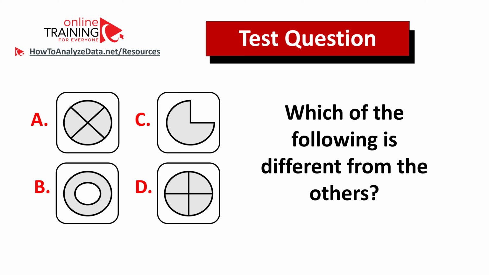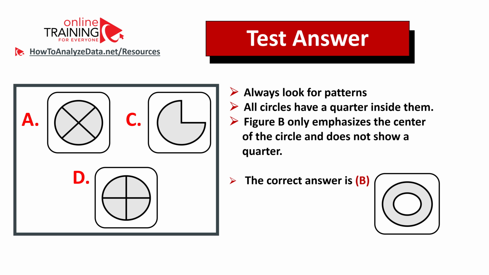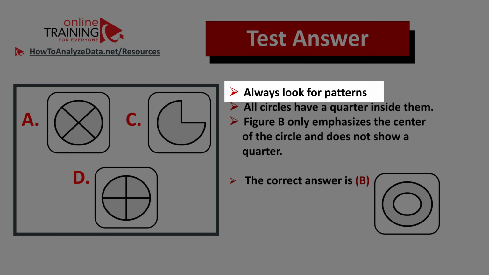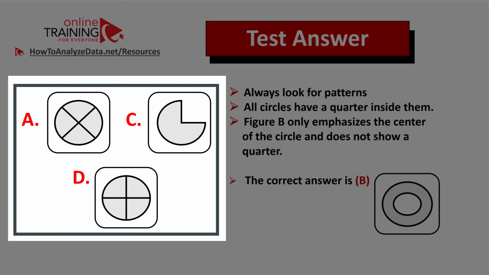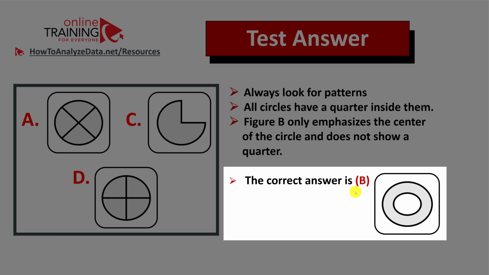Did you figure out the solution? Let's continue and reveal and get to the correct answer together. My advice to you is always the same. Always look for patterns. In this case, the pattern is quarters. Quarters inside the circles. As you can see, choices A, C, and D do have quarters inside the circle in different ways. But choice B does not have any quarters. So that is the correct answer here for this particular question.